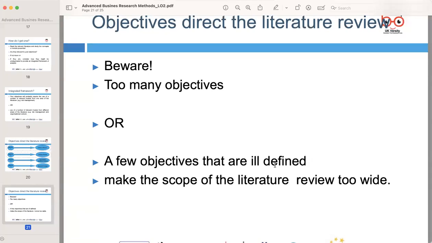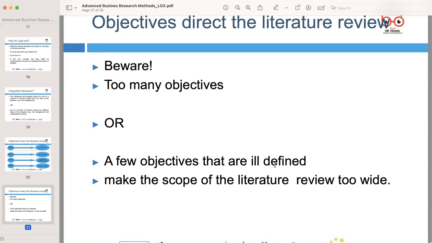Make the scope of the literature review too wide. Any questions, or can anybody explain to me about the scope of a literature review being too wide? If questions about setting objectives that make the scope of your literature review too wide.